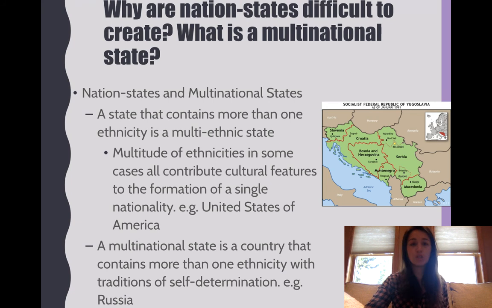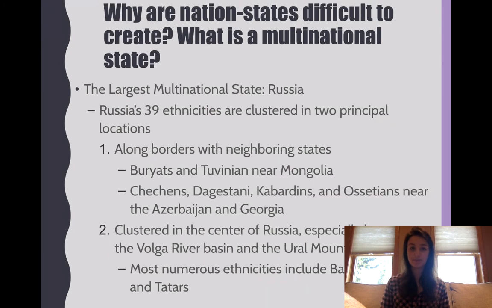Okay. So with multinational states, there's different ways to define it as well. We don't have to get into the nitty-gritties, but a multinational state could also be called a multi-ethnic state. So when a multitude of ethnicities live together in the same boundary, that's where you get a multi-ethnic or multinational state. For example, like I mentioned, the United States. Can you think of a different example for a multinational state? Furthermore, a multinational state has traditions of self-determination, so they are independent here.